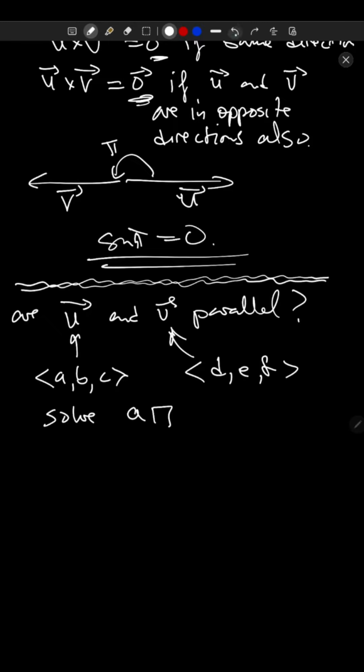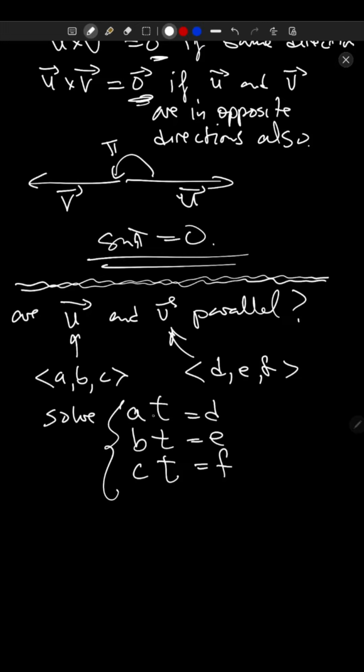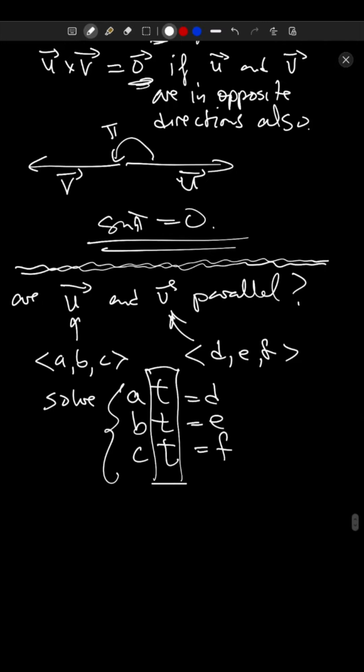Let me give a variable name. A times, let's say, t equals d. B times the same number t equals e. And c times the same number t equals f, right? If you can solve this set of three equations using the same number t, then they're parallel. Okay? If you can't, then they're not parallel. So the question of whether two vectors are parallel is actually simpler than having to bring in the concept of the cross product.